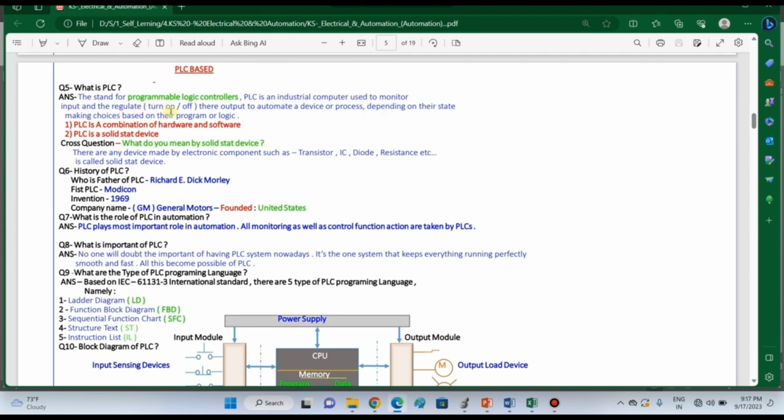Regulate, turn on or off output, means it monitors inputs and regulates outputs, turning them on or off for automated devices or processes, depending on their state, making choices based on their program logic.